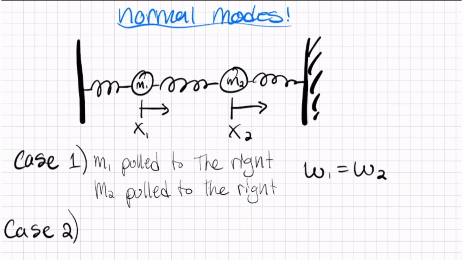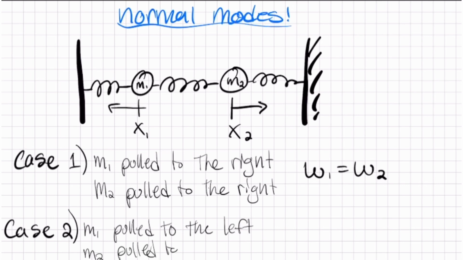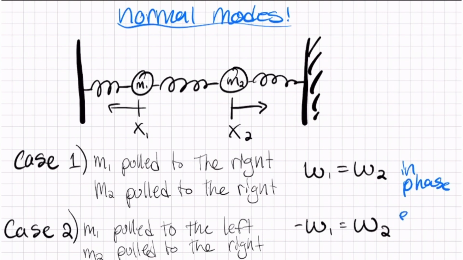Case 2 is when initially we pull mass 1 to the left and we pull mass 2 to the right. These two are going to oscillate with the exact opposite angular frequency. So that second normal mode is going to be, for example, negative W1 equals W2, indicating that they're at the same angular velocity except completely in opposite directions. More formally speaking, they are exactly out of phase with one another.